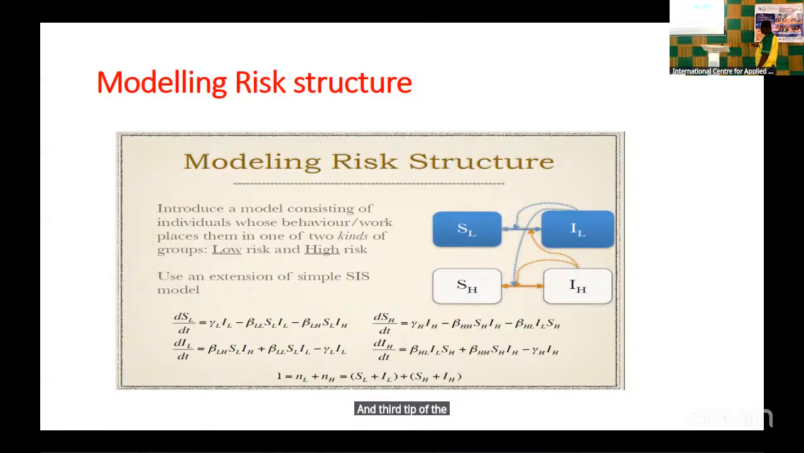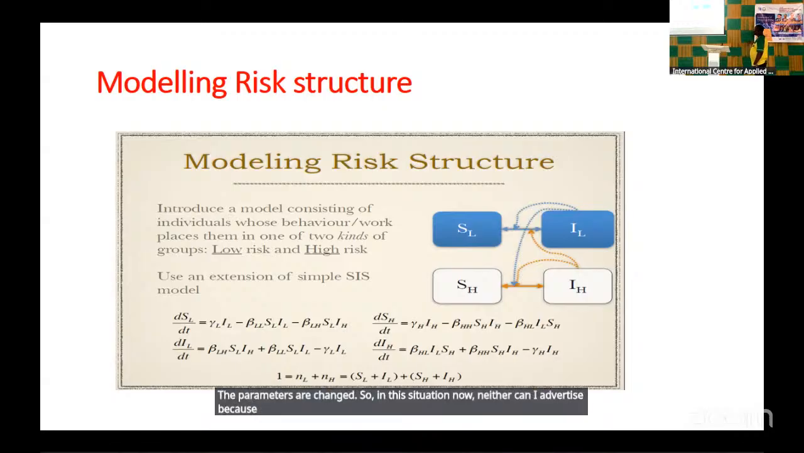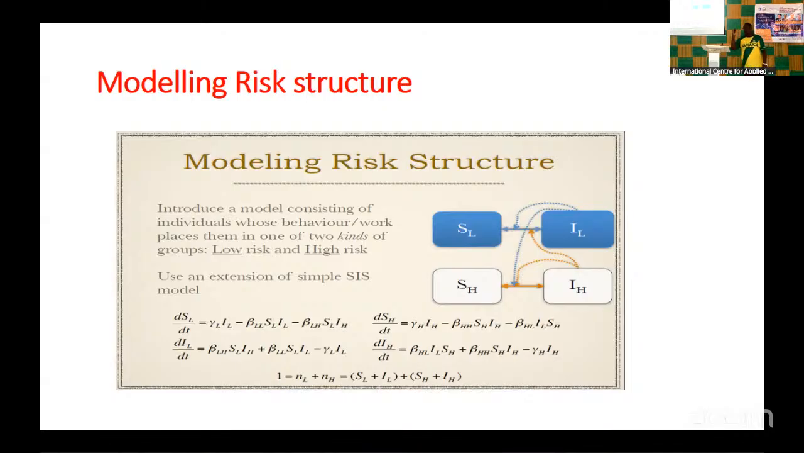appears here. Everyone from here goes here, and then people from here go out of it, and then you have the same thing. The only thing, if you look at this, is that these two classes are just repeated. The parameters are changed. So in this situation you now have new parameters because you have decided to break the risk structure into two.